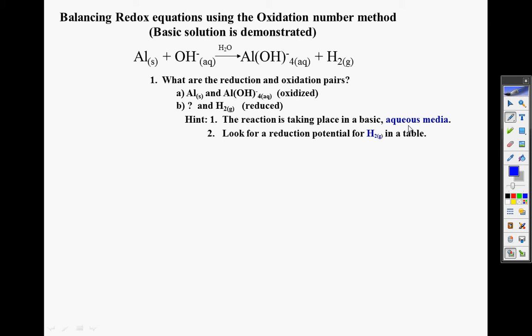Finishing up, let's take a look at what happened here. So we're going to look at the reaction taking place in a basic aqueous media. So we're in water, and it's going to act basic. So we're going to look for a reduction potential for H2 in the table. Reduction potential for H2 gas.